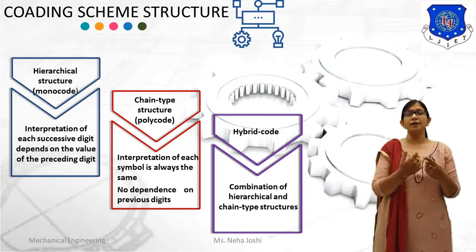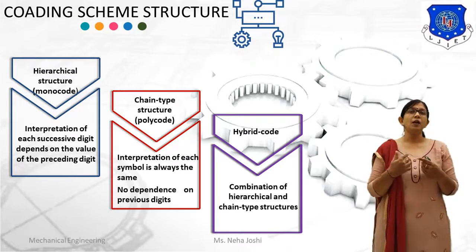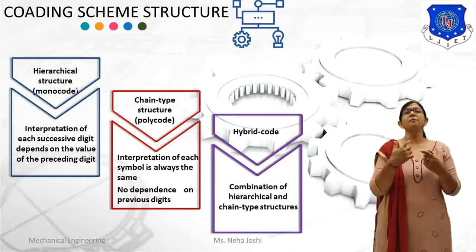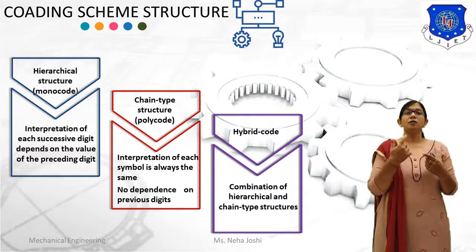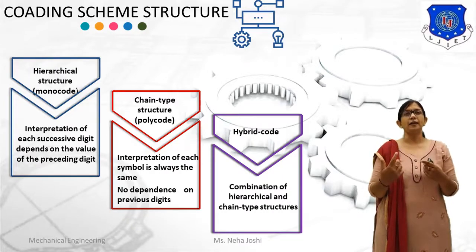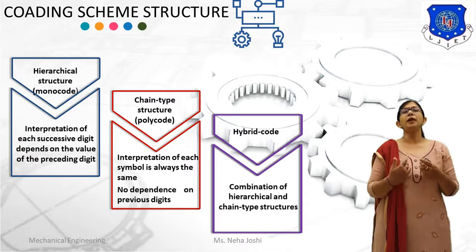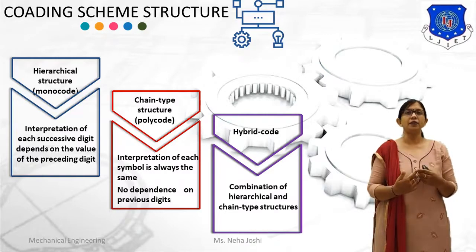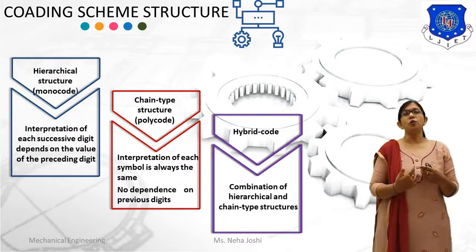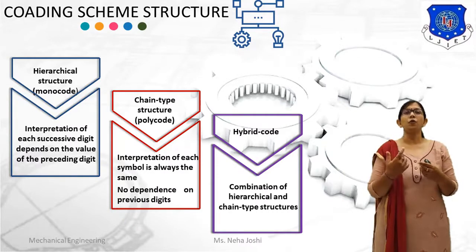Now, we will take one example of a monocode system. Consider two parts defined by 5 digits. The codes are 15689 and 25689. Suppose the first digit stands for the general part shape, 1 means round part and 2 means flat part. If preceded by 1, the 5 may indicate length by diameter ratio. If preceded by 2, the 5 may indicate overall length.